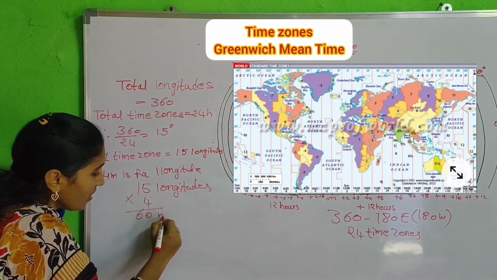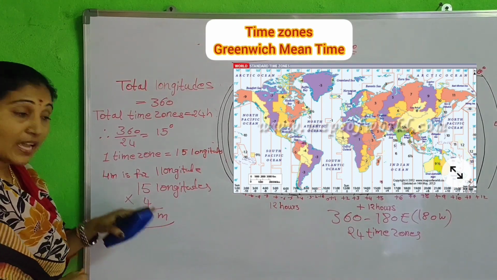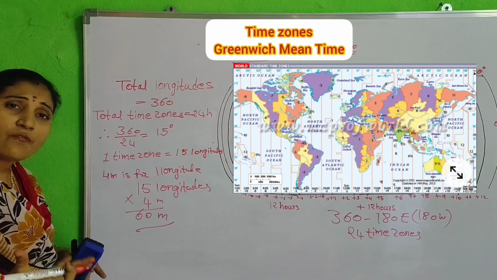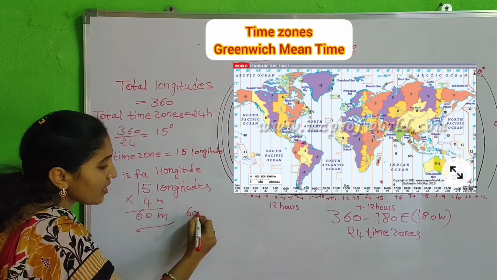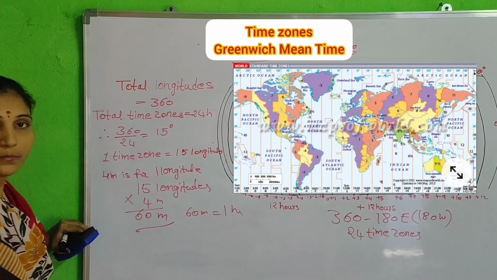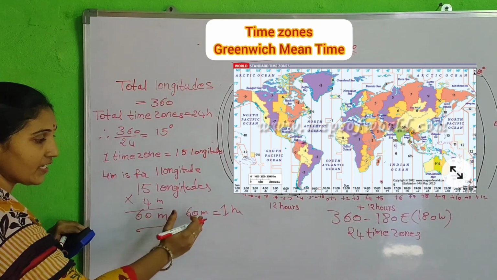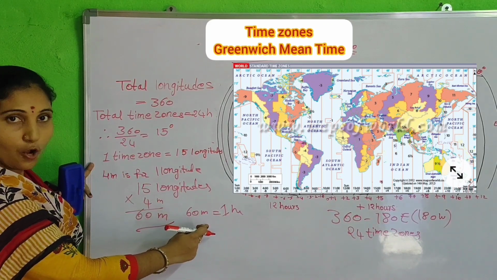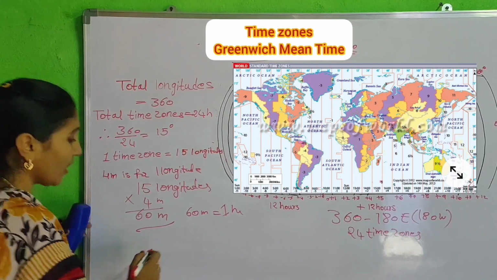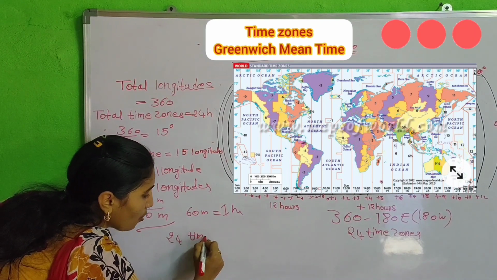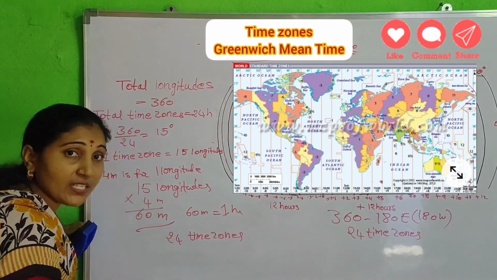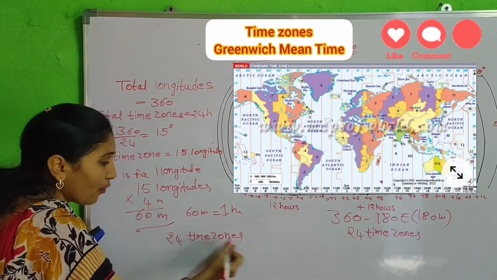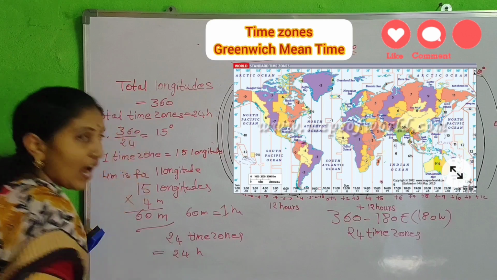We get 60 minutes. Why am I writing minutes here? Because I calculated with minutes only, 4 minutes. So here 60 minutes, and we can convert the minutes into hours. 60 minutes is equal to 1 hour. Is it clear? So one time zone takes 1 hour. Total how many time zones do we have? 24 time zones. One time zone equals 60 minutes, which converted into hours is 1 hour. So 24 time zones is equal to 24 hours.